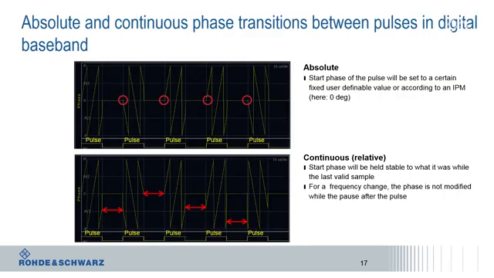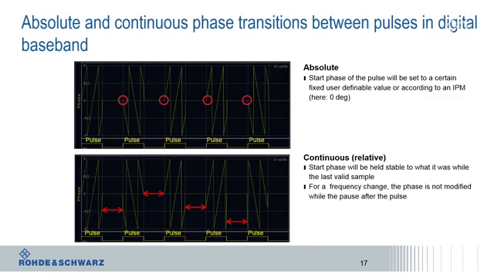Yet there is not only the memory effect which sometimes needs to be considered. There are also other phase transitions which might be needed. There are absolute phase transitions and there are also phase transitions which keep the phase of the last valid sample. On the top of this picture you can see how it looks for absolute phase. So every pulse is starting with a defined phase, in this example 0 degrees.